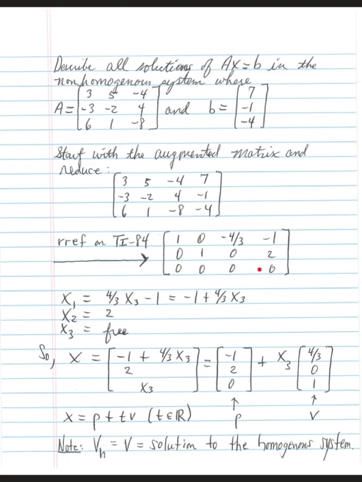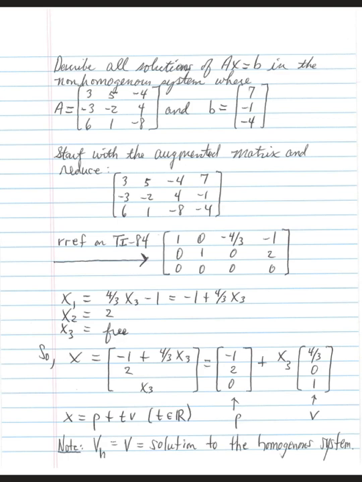So X3 is free, X2 is equal to 2, and that's highlighted down here. X3 is free, X2 is 2. If you were to move negative 4/3 X3 over, then X1 is equal to 4/3 X3 minus 1, that negative 1 in the last column. You could also write that as negative 1 plus 4/3 X3.